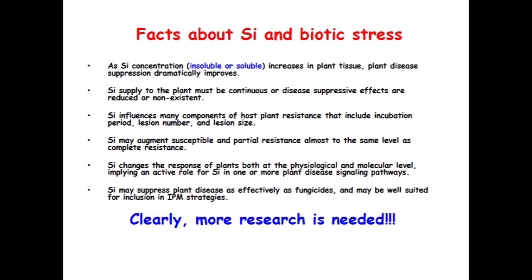Silicon changes the response of the plant at both the physiological and molecular level. So it implies that there's an active role for silicon in more than one disease signaling pathway. It may suppress plant disease as effectively as fungicides and may be well suited for inclusion in IPM programs. But clearly more research is needed.